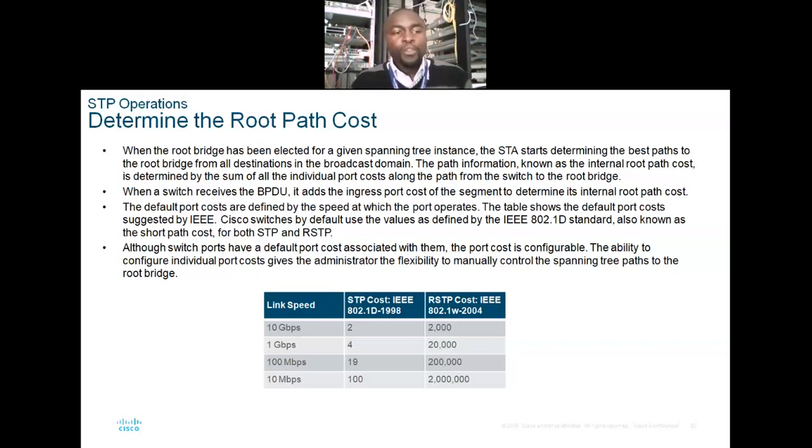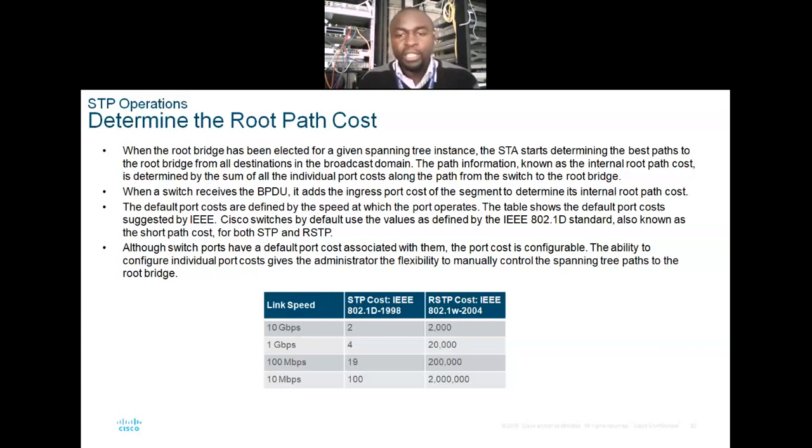When a switch receives the BPDU, it adds the ingress port cost of the segment to determine its internal root path cost. The default port costs are determined by the speed at which each of the ports operates. Whether it's an Ethernet port, a Fast Ethernet port, or a Gigabit Ethernet port, the speed plays a very key role, so it's important that we know that. The default port costs are defined by the speed at which the port operates.